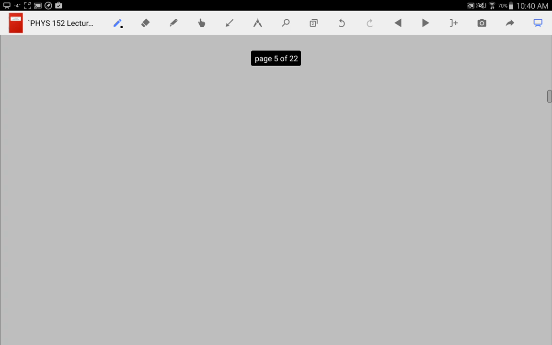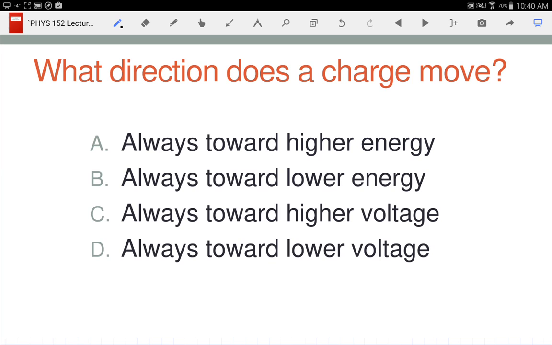Which is, I think, the clicker question. What direction does the charge move? Now, I should have used the word potential. Everything in those two should have been potential energy.